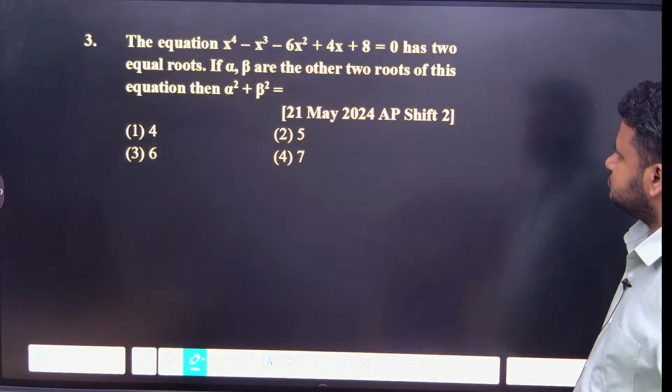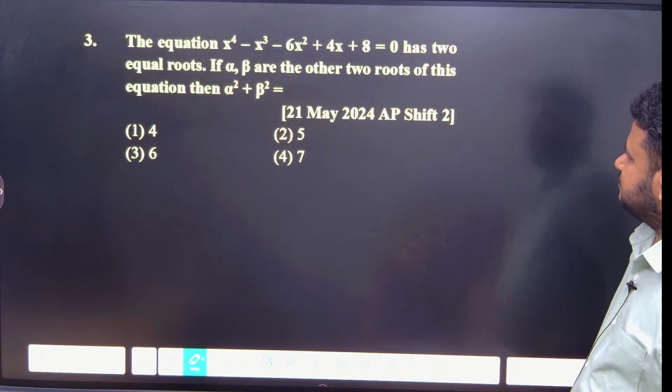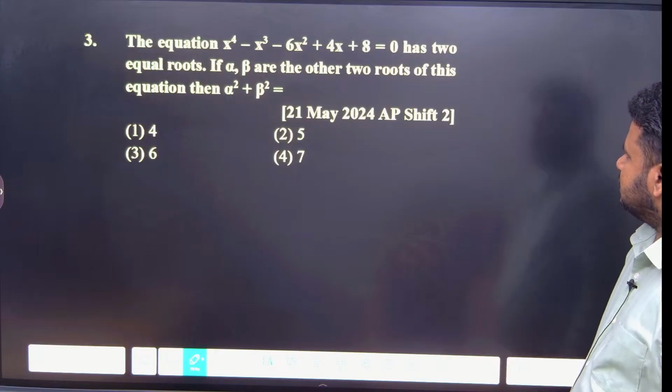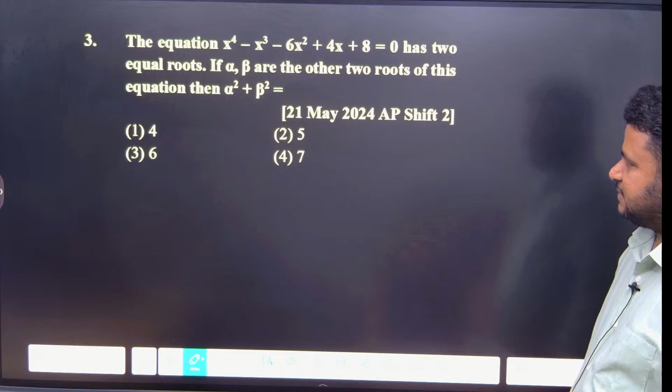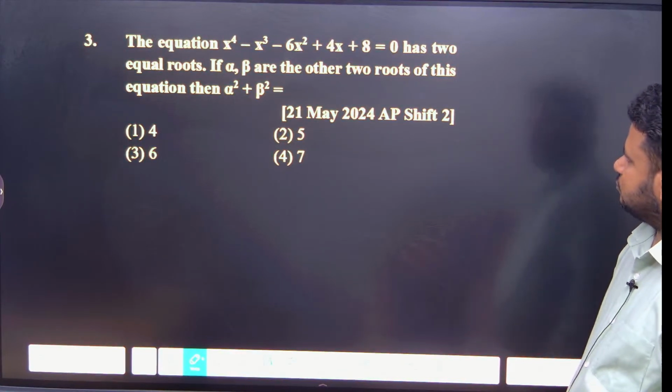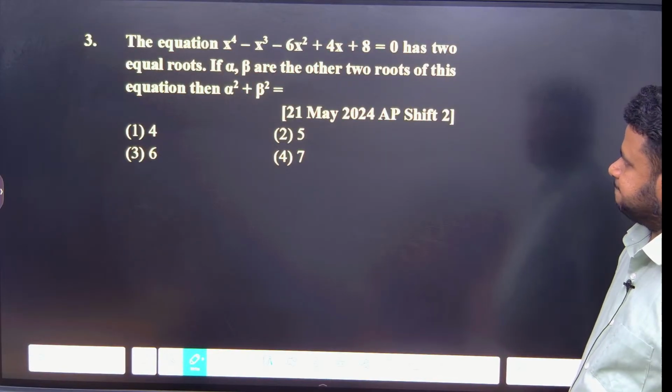Next question. The equation x power 4 minus x cube minus 6x square plus 4x plus 8 is equal to 0 has two equal roots. If alpha, beta are the other two roots of this equation, then alpha square minus beta square is equal to what?